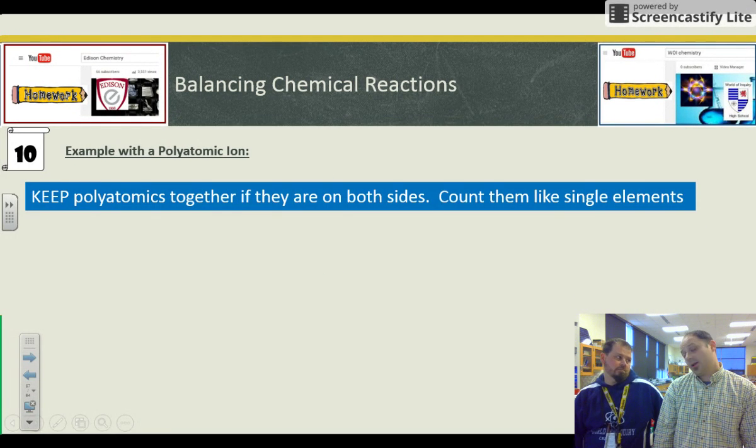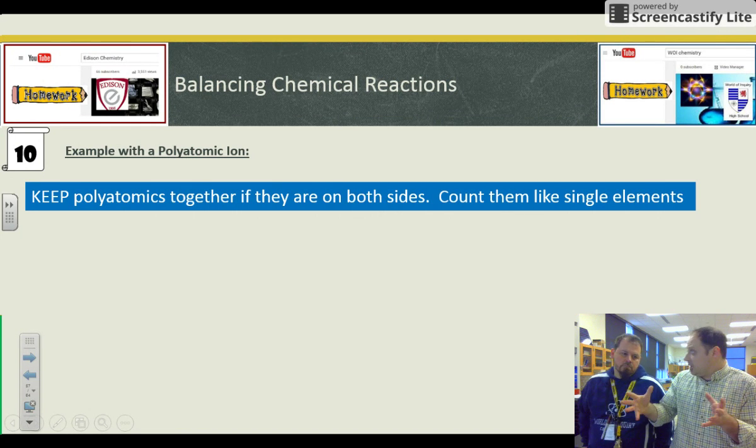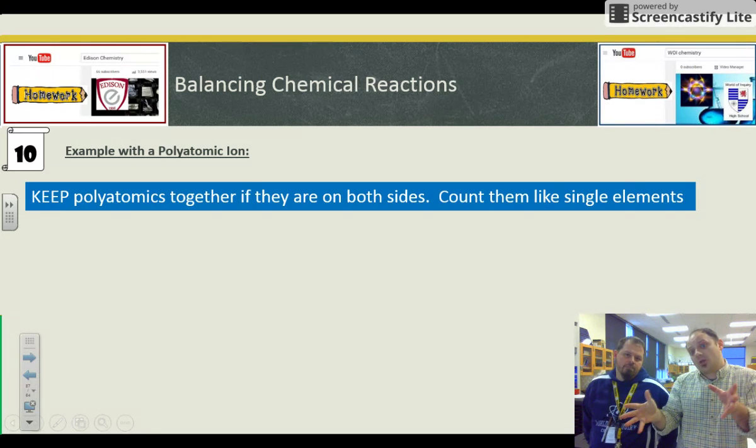When you have a polyatomic ion, remember they're on reference table E, and typically they're protected by parentheses, or sometimes they're by themselves.